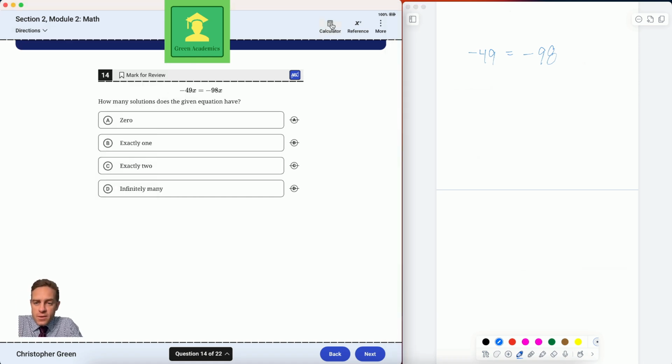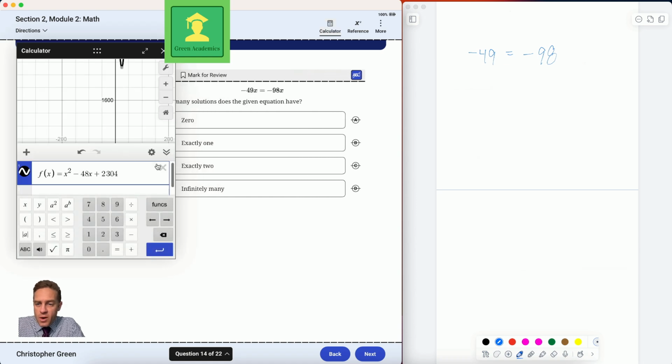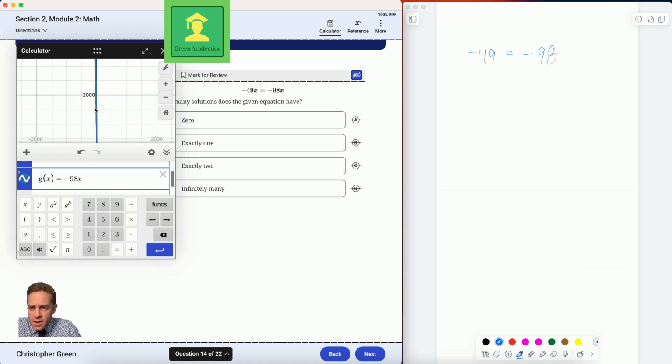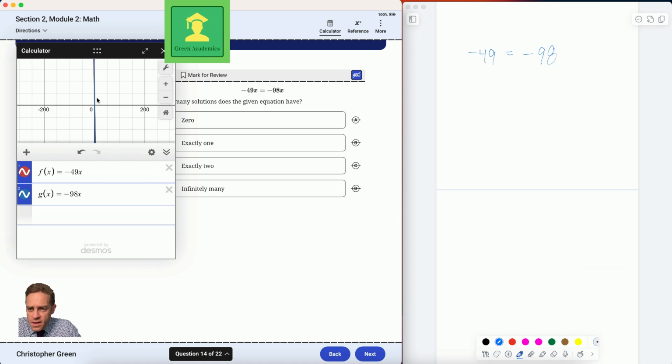You could have also looked at the pictures on Desmos, or even known that you have two lines with different slopes that both pass through the origin. So the origin is the solution. But let's say we're going to graph them as lines, right? Is negative 49x, and then negative 98x. And then you can see that they only actually cross.